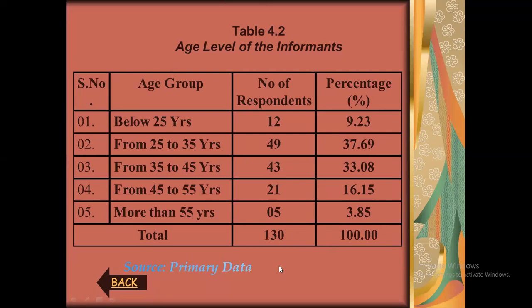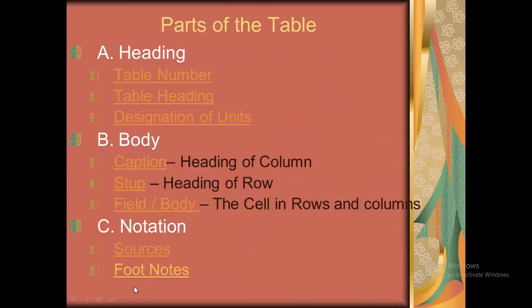Suppose the researcher retrieves the data from the internet. You have to mention the web page link, that is www.xly.html. This should be mentioned as a source. It means where we retrieved the data. And the last one is called footnote.